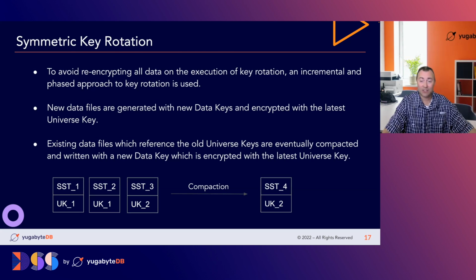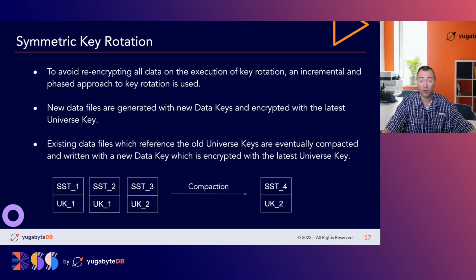So how exactly do the universe and data key rotations work in YugabyteDB? To avoid having to re-encrypt all data on key rotation, we implement a process where we can have multiple universe keys active at one time. This is the reason why in the previous slide we maintain a catalog of universe keys that were used over the life of the established YugabyteDB infrastructure, and that we store a UUID of the universe key with every data file. Any new data files are created using the latest universe key.